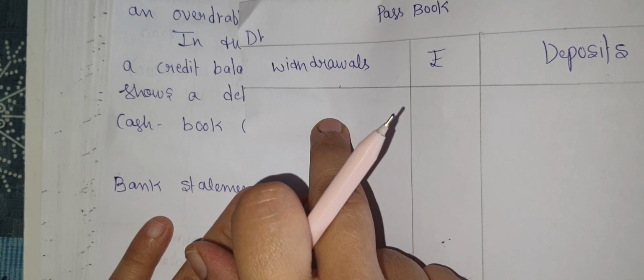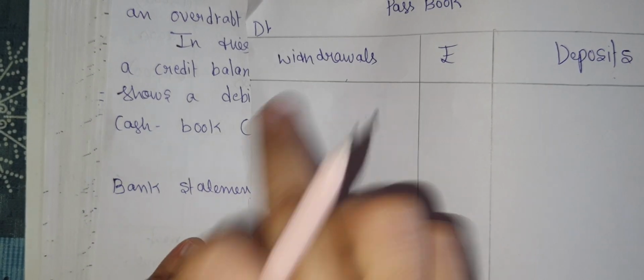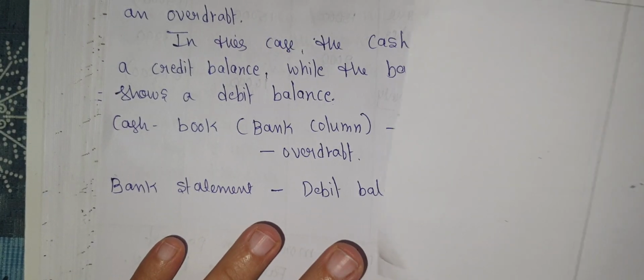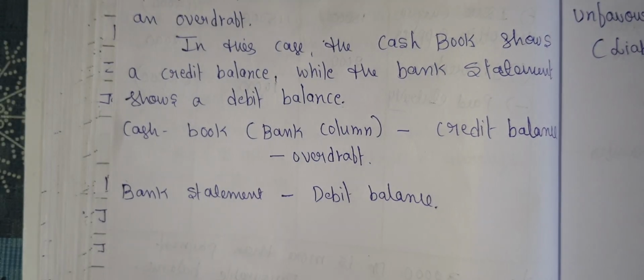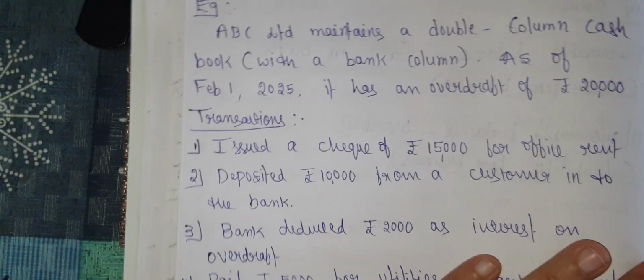It means withdrawals are more than the deposits. Here, less deposits and more withdrawals in the bank statement. We will call it an unfavorable balance. Now I will explain this unfavorable balance through one example.